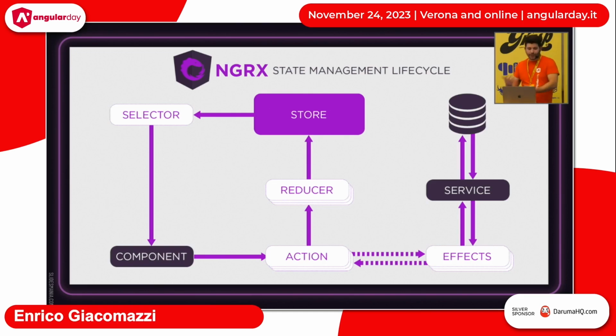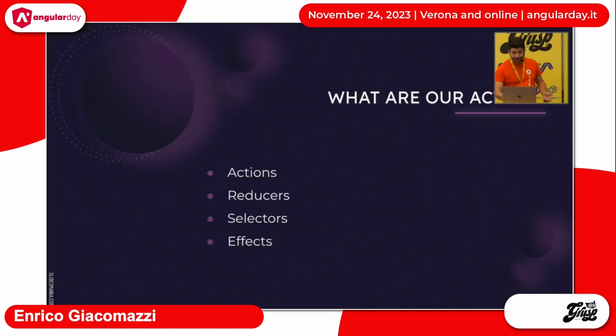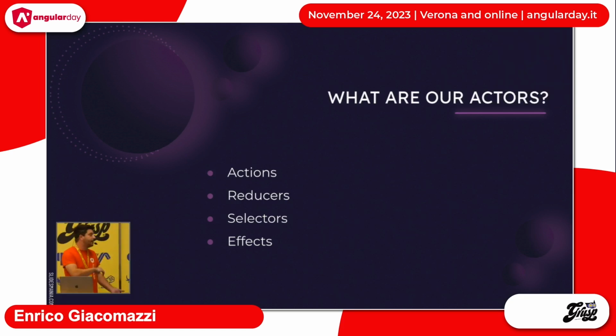When a component wants to change something in our store, the component dispatches an action that calls a reducer that mutates our state. There are also effects that allow us to manage all the asynchronous parts of our application. So basically, the main four actors of NGRX are these four: action, reducer, selectors, and effects.